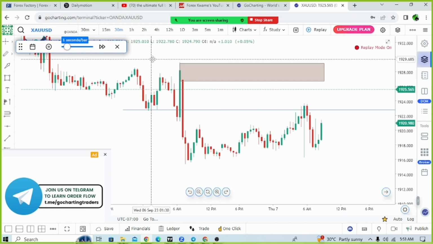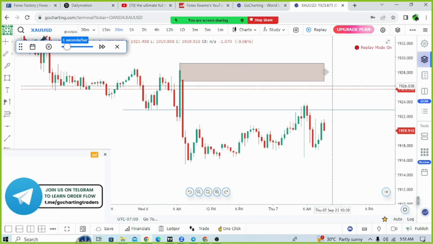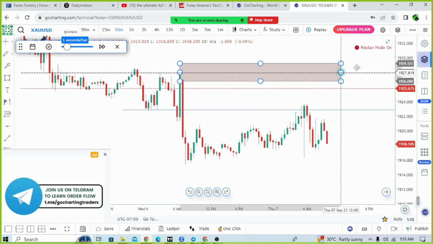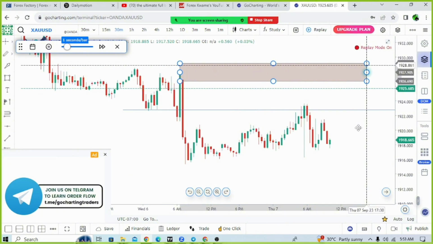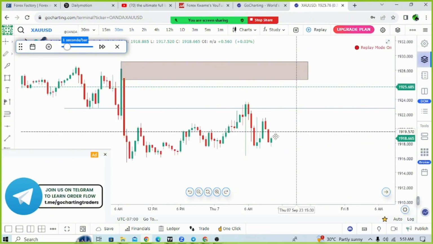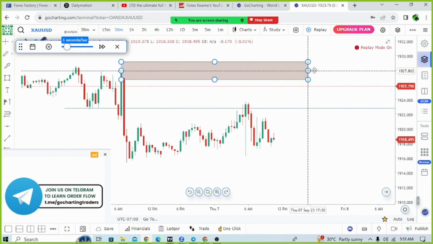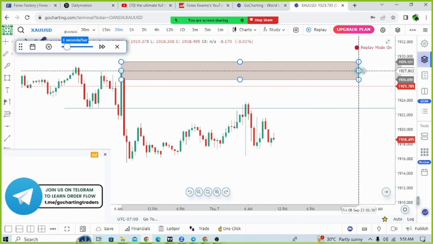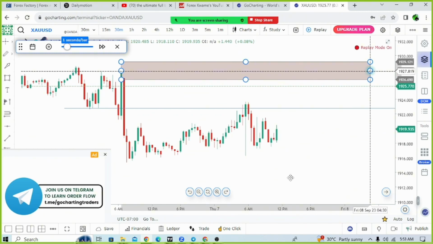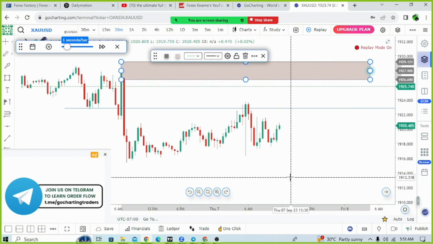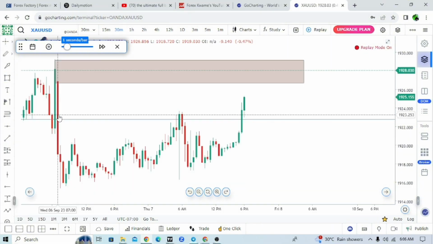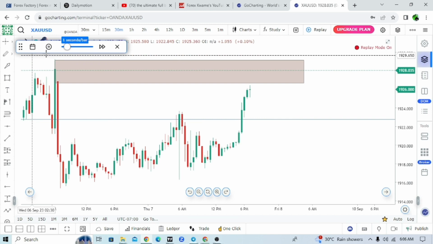Price is not there right now, so we are still waiting, guys. We are still waiting for price to come into the zone for us to look for sales, okay. We are still patiently waiting. So price is approaching our zone.